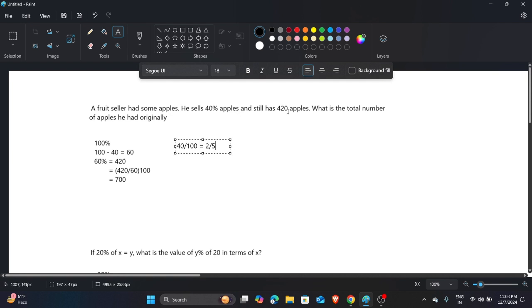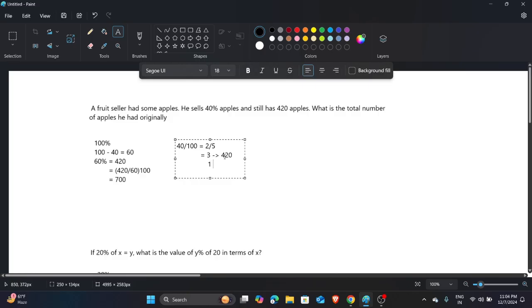The 2 is the value of what we don't have, and 5 is the value of the complete whole, which we also don't have. But 5 represents the complete portion and 2 represents the portion which he sold. So when you subtract 2 from 5, you get 3, and 3 represents the 420.